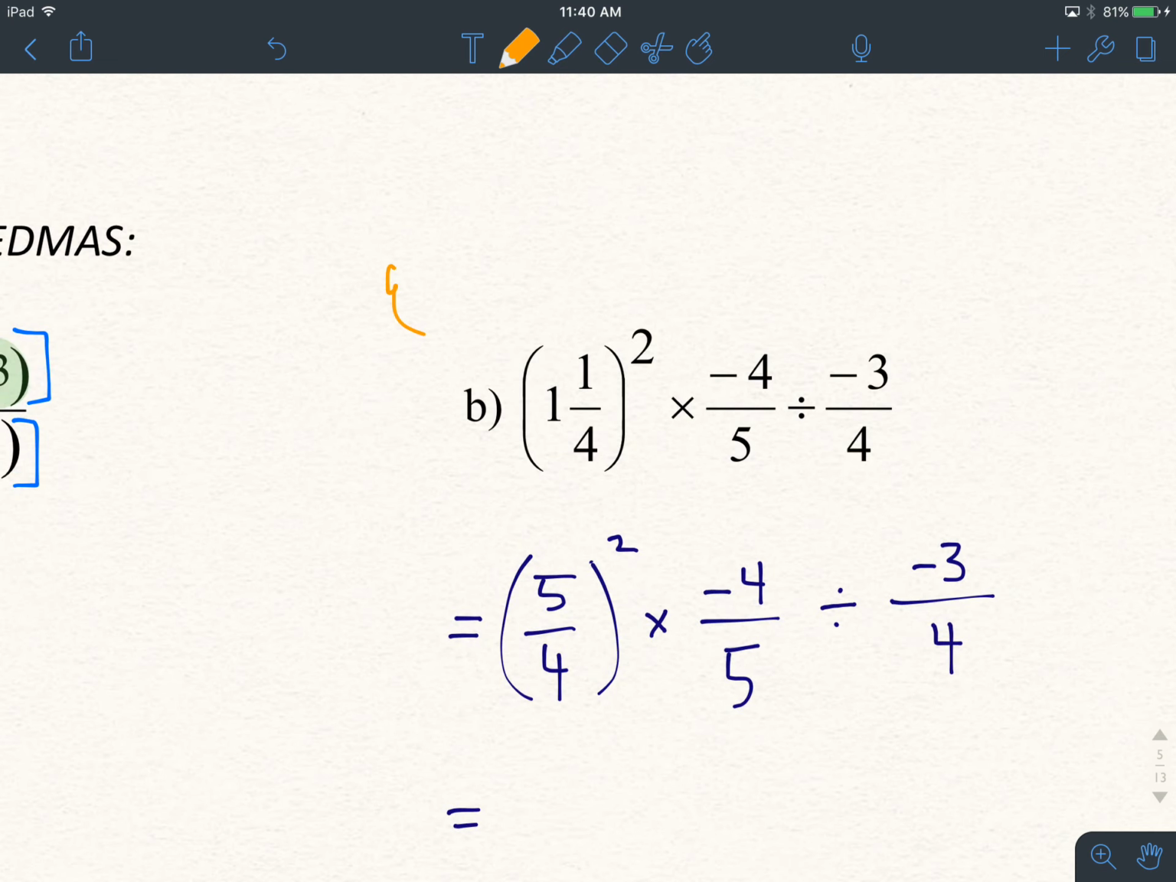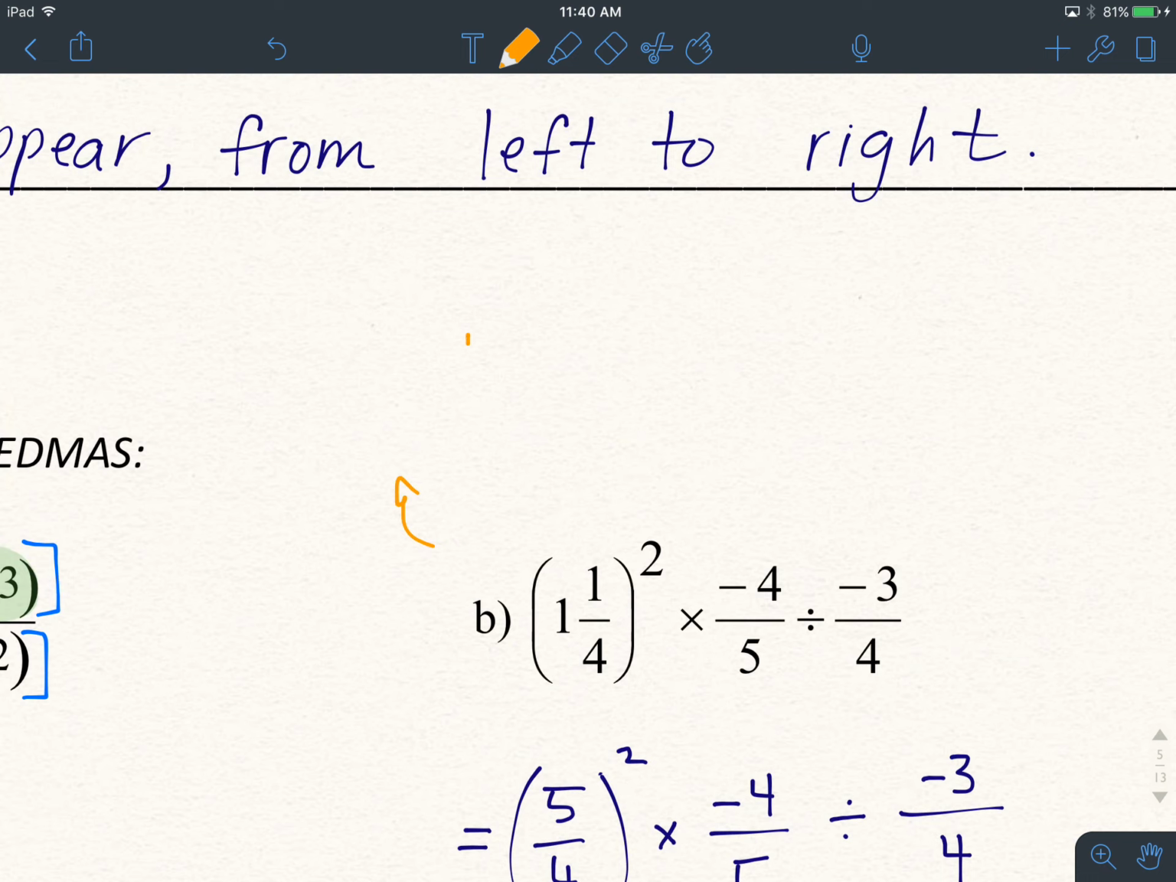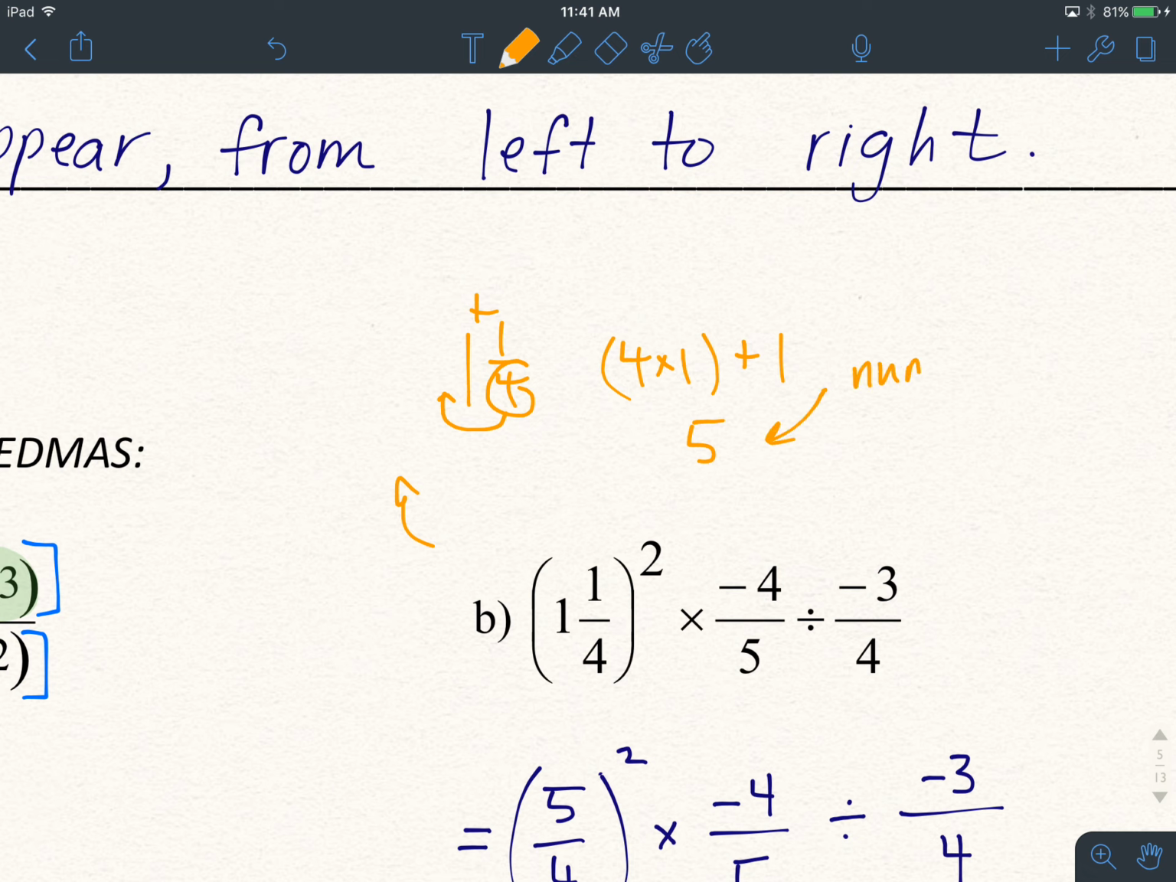So the way that you do this is if you have 1 and 1/4, you are going to multiply the denominator by the whole number, so 4 times 1. And then you are going to add that to the numerator, which is another 1. That's going to give us 4 times 1 is 4, plus 1 is 5. So that is the numerator when you're making that conversion.